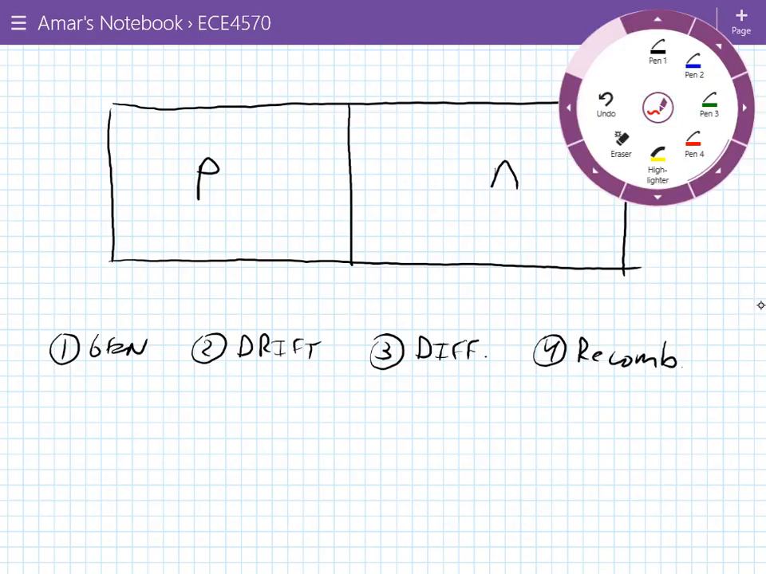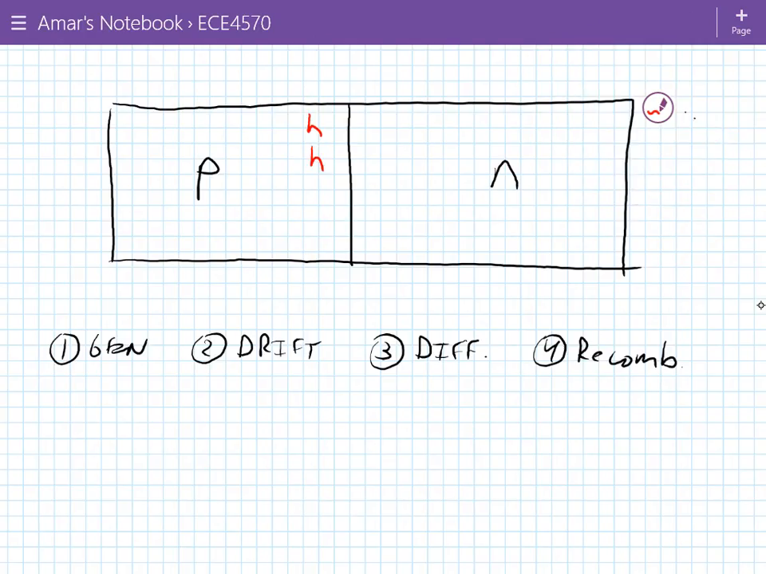So let's write down the fact that we have a bunch of holes here. Okay, and the holes are going to diffuse over to this side because the other side is at a lower concentration of holes. What's going to happen after the holes diffuse over to the n side? Recombination. That's correct. So we can write down X. That X means they're recombining.